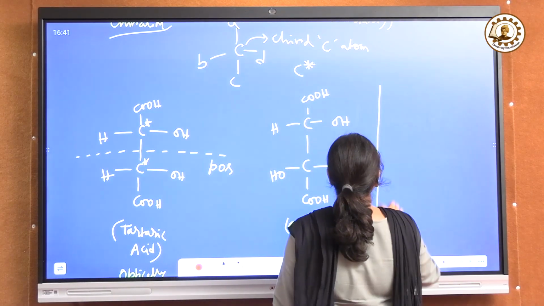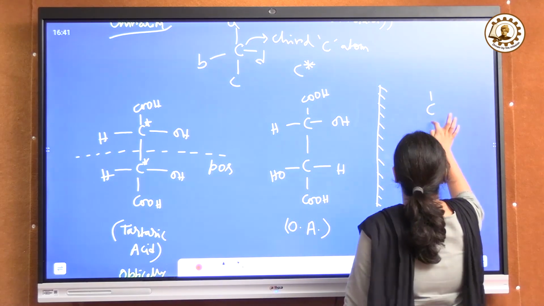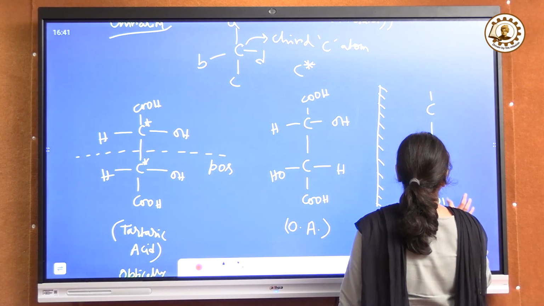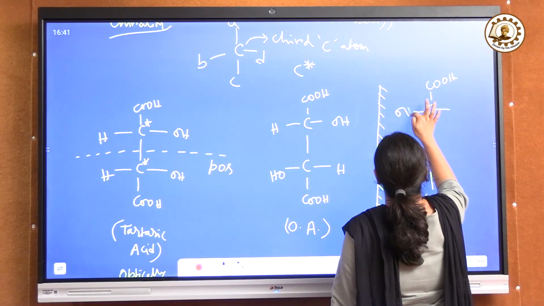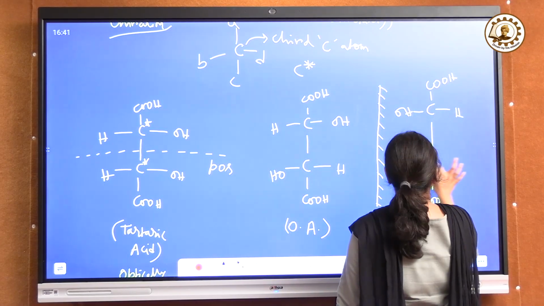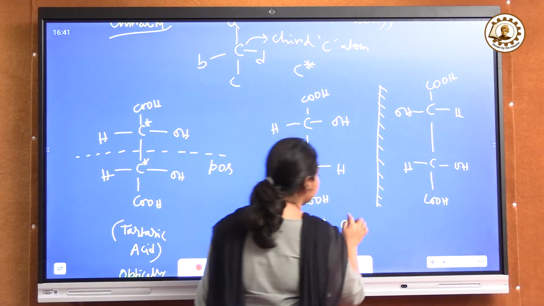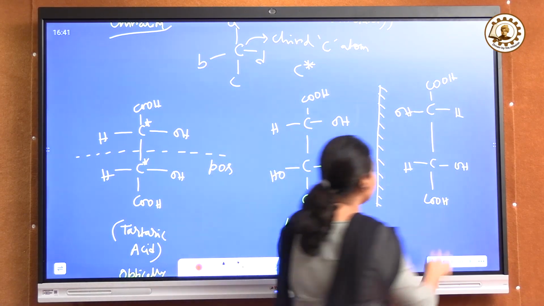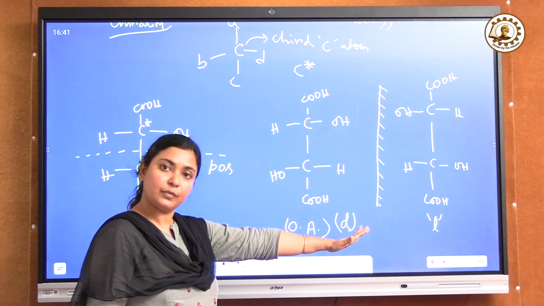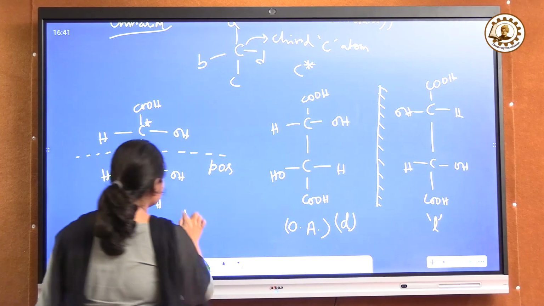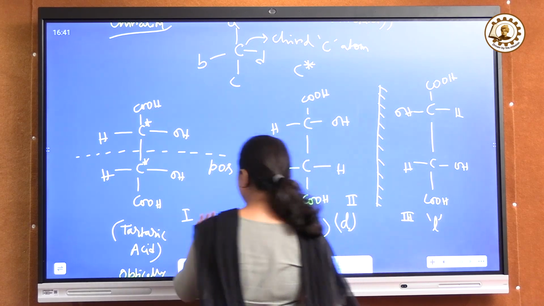Now, if we draw the mirror image of this molecule, how does it look? OH, H, OH. If this molecule is, let's say, D, then this molecule will be L, because they are exactly mirror images. So let's say this is structure 1, this is structure 2, and this is structure 3.